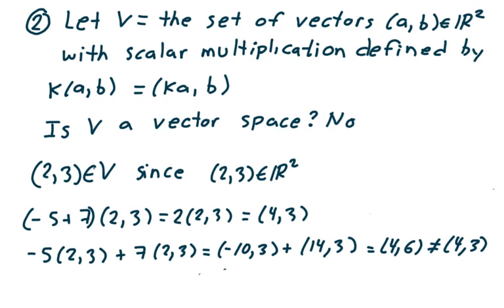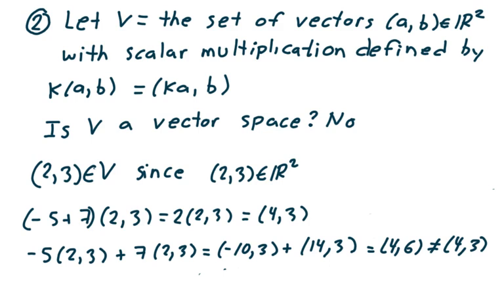Let's take a look at Problem 2. Let V equal the set of vectors (A, B) in R2 with scalar multiplication defined by k times the vector (A, B) is equal to the vector (kA, B). So notice I took the first component and multiplied it by k and left B alone. Is V a vector space? The answer is no, interestingly.